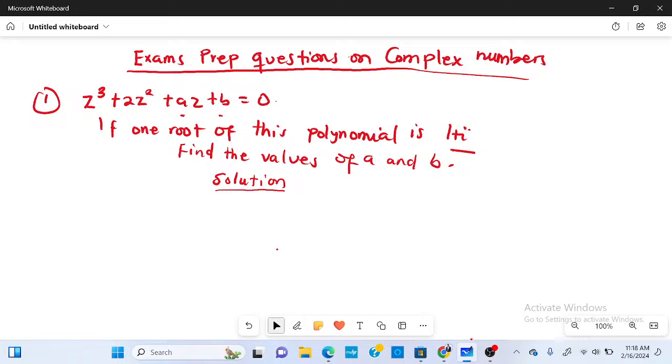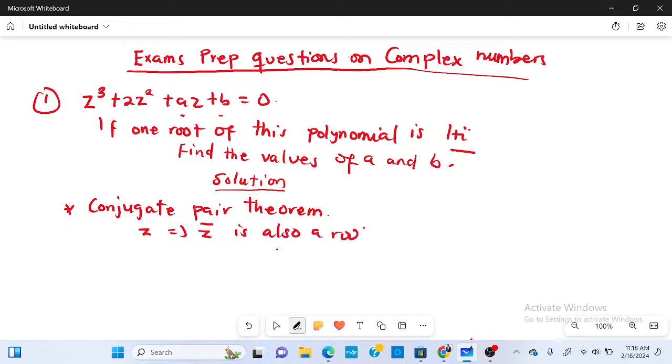So first of all, I would like to introduce you to a new theorem which you have to apply in solving polynomial problems in complex numbers. Please take note of this theorem, which you may not be familiar with. The theorem is the conjugate pair theorem. This theorem says that if one root of a polynomial equation is z, then its conjugate is also a root.